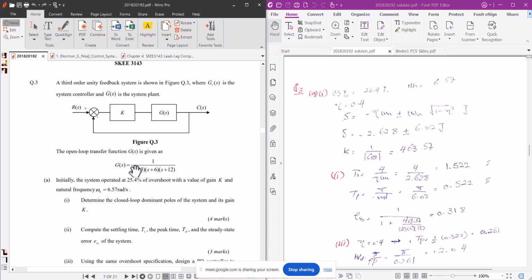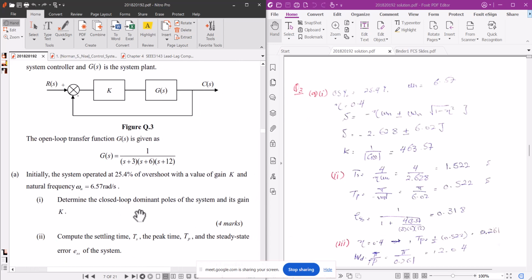1 over s raised to the power 0. This is type 0. 1 over s plus 3, 1 over s plus 6, 1 over s plus 12. There are 3 poles at minus 3, minus 6 and minus 12. So it is a stable system because the poles are in the left half plane. Initially the system operated at 25.4% overshoot with a value of gain K and natural frequency 6.57 radian per second.